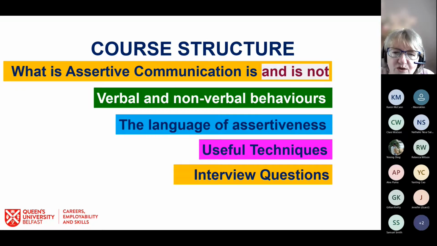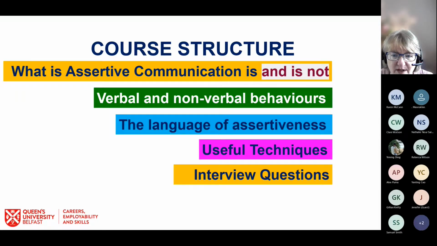Okay. So the course structure then, what I'm going to cover today: we'll look at what exactly we mean by assertive communication, and also what assertiveness is not. It's important to look at both of those aspects. I'll have a look at some verbal and non-verbal ways that we show how assertive or non-assertive we are. I'll look at the language of assertiveness and maybe some useful phrases to use and some to avoid, and that's equally important.